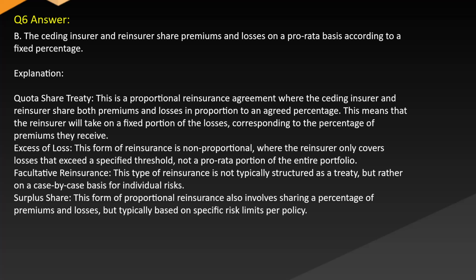Excess of loss. This form of reinsurance is non-proportional, where the reinsurer only covers losses that exceed a specified threshold, not a pro rata portion of the entire portfolio. Facultative reinsurance. This type of reinsurance is not typically structured as a treaty, but rather on a case-by-case basis for individual risks. Surplus share. This form of proportional reinsurance also involves sharing a percentage of premiums and losses, but typically on specific risk limits per policy.